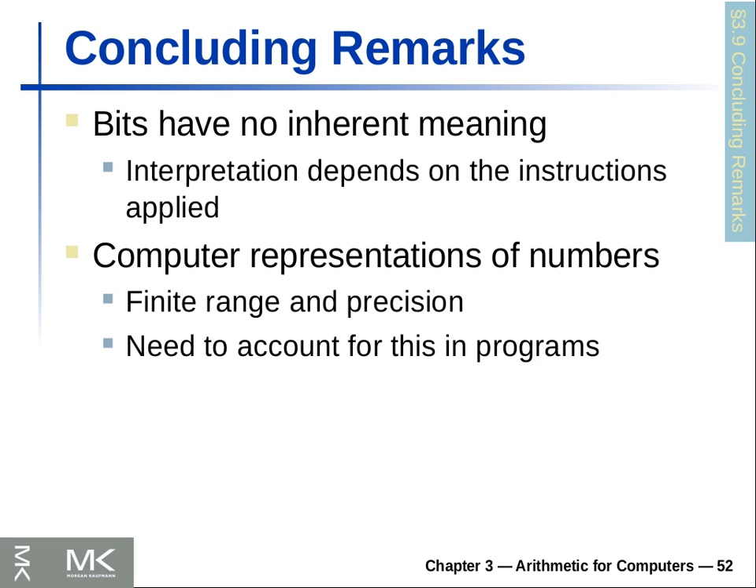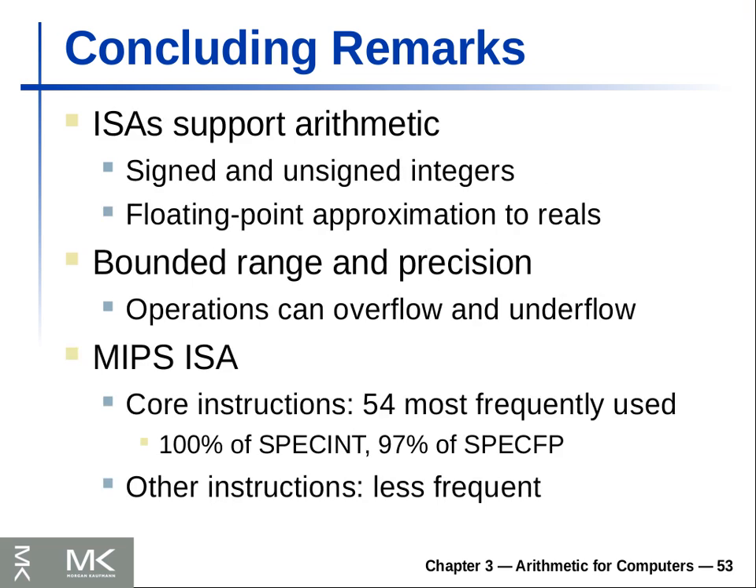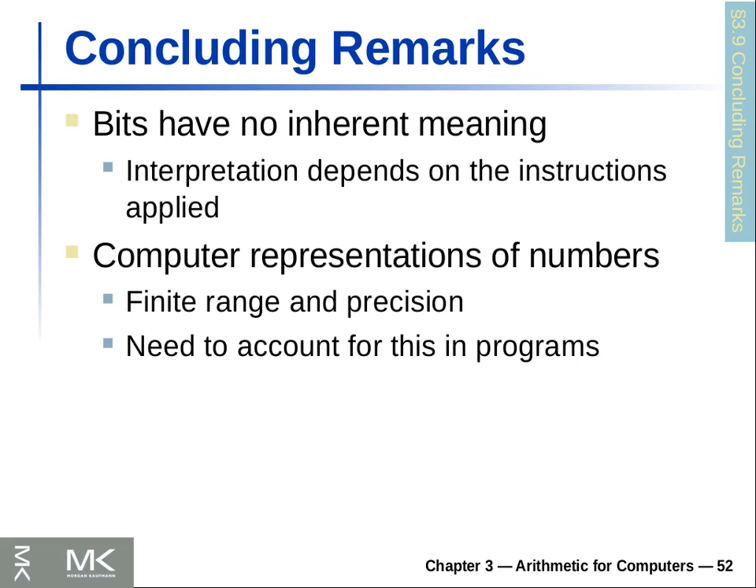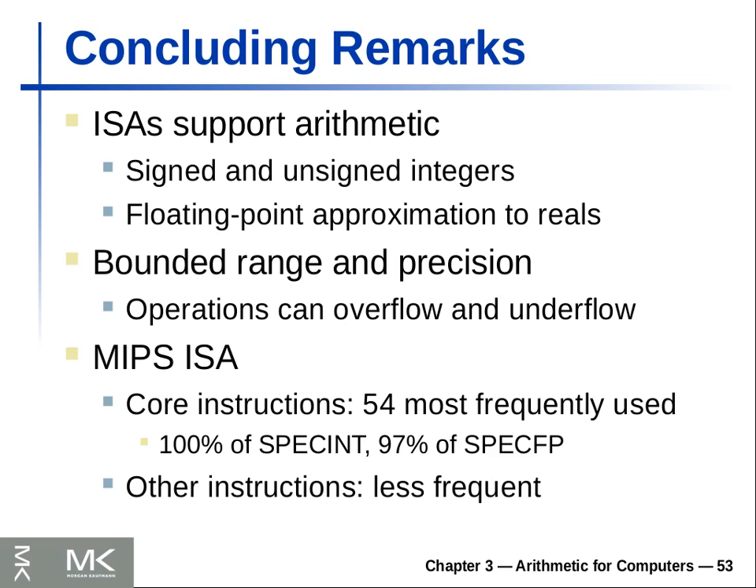All right, bits have no inherent meaning. Do you understand what that means? They're just bits. But what does that mean? The bits don't represent anything until we give them something to represent, right? So they only represent what we tell them to. It depends on the instructions. Computers' representations of numbers have a finite range of precision. No need to account for this in programs because your compiler is going to take care of everything for you. And now C is a very nice language. One thing to keep in mind as an architect is that C is an extremely high-level language.